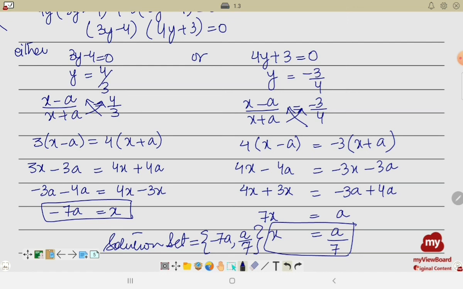Hope you understand the sum. I have done each step of working for you. Still, if you don't understand any step of working, you can comment or you can ask me, right?